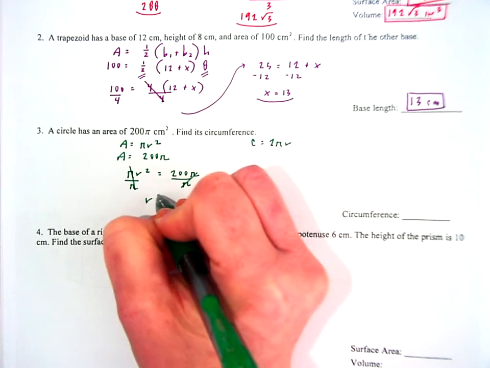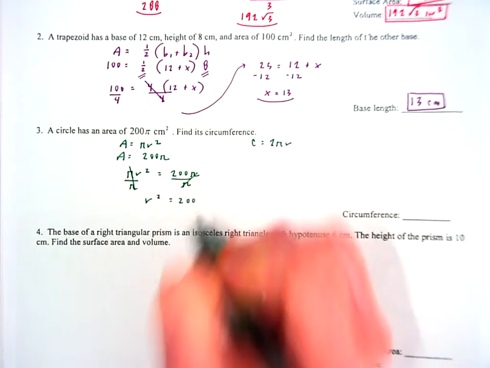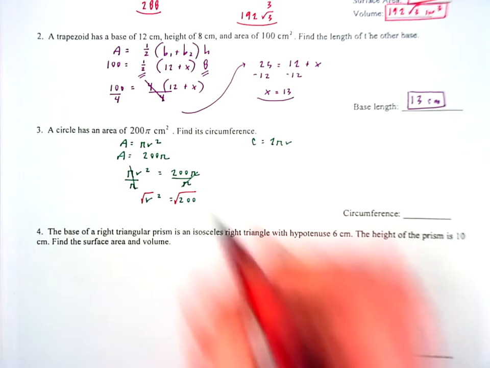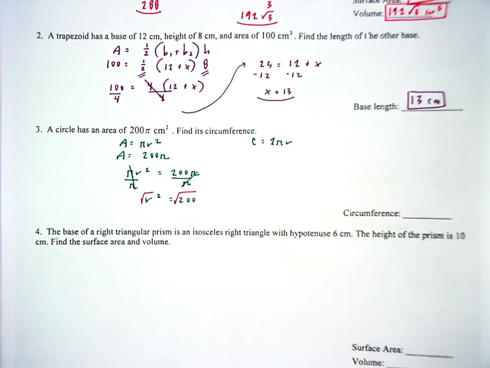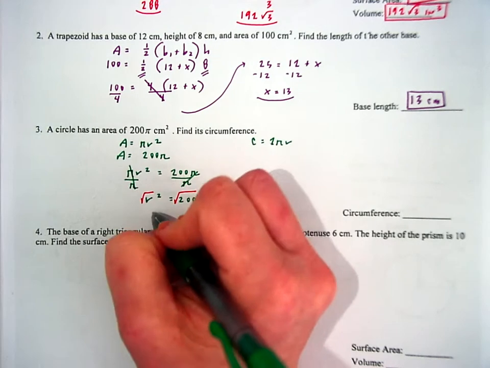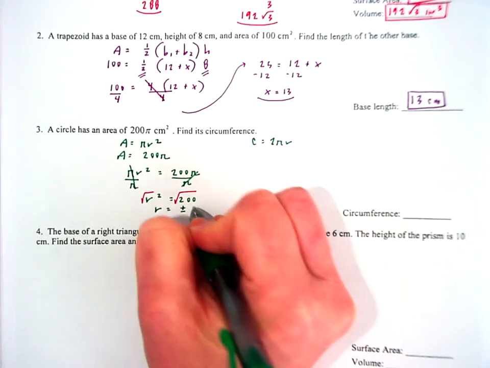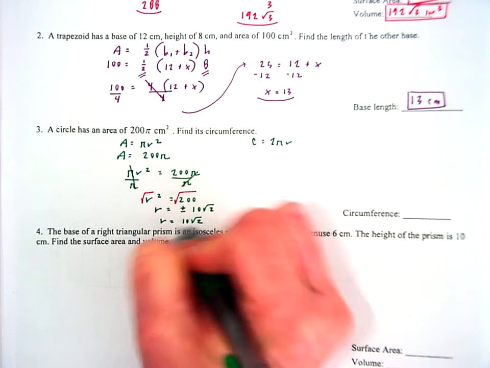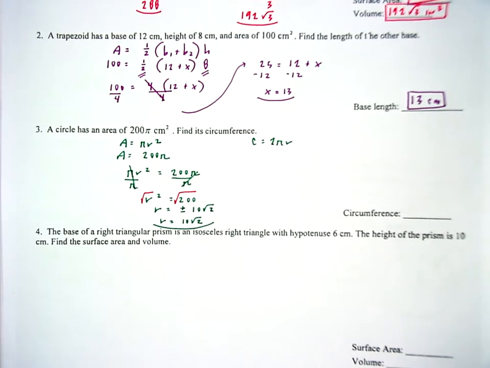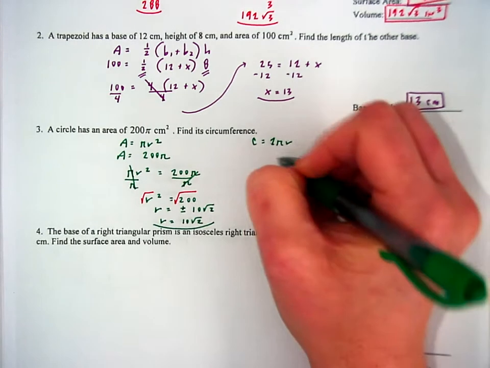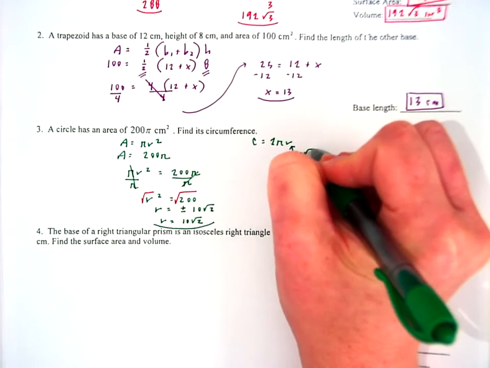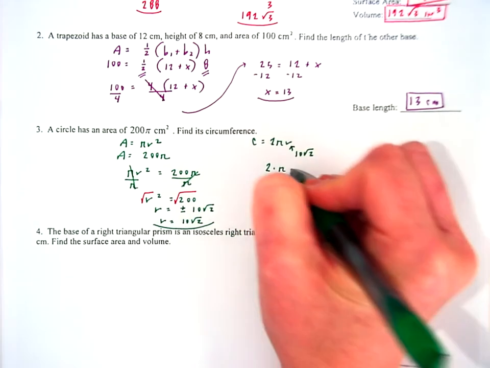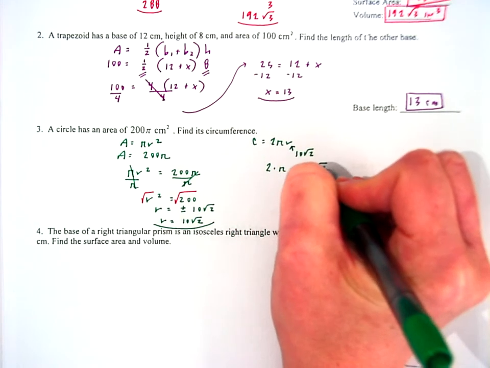Now my radius squared equals 200. So I can solve by taking the square root of each side. I know that 200 is 100 times 2. So my radius is plus or minus 10 root 2. And it always has to be the positive. It's a measurement. We know how this works. So my radius is 10 times the square root of 2. That's what I'm plugging in right here, 10 times the square root of 2. So when I'm multiplying across, I'm multiplying the 2 times the pi times the 10 times the root 2, just like that.